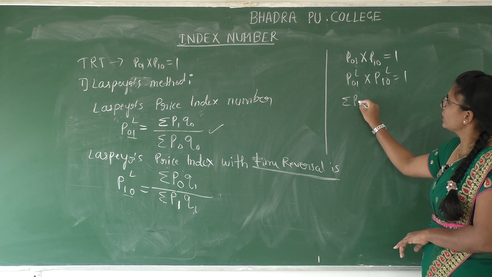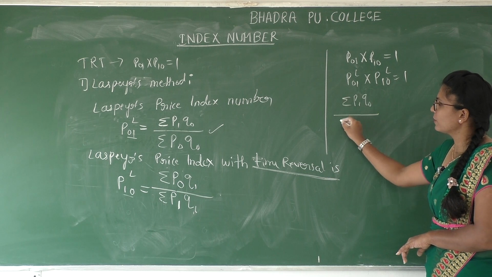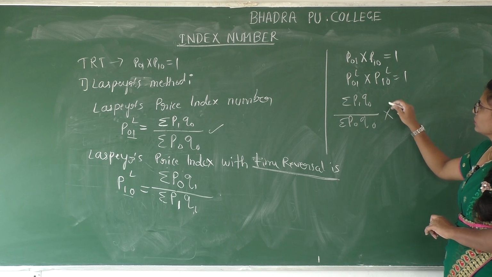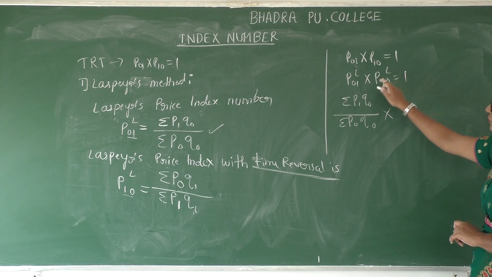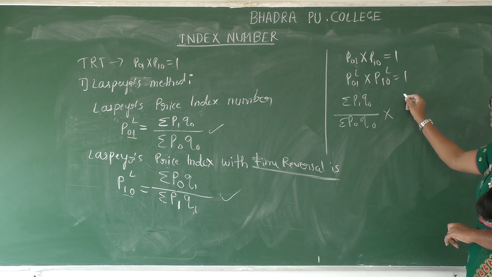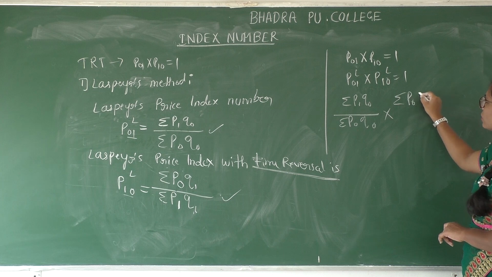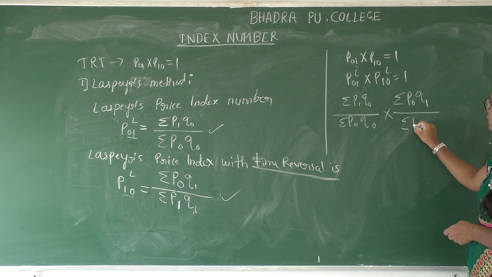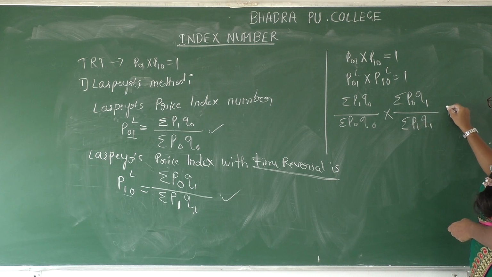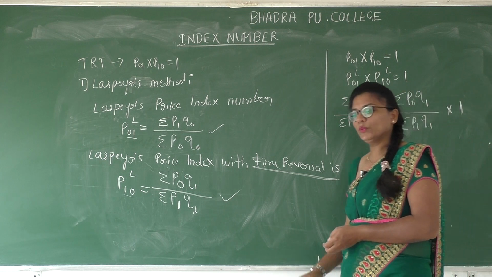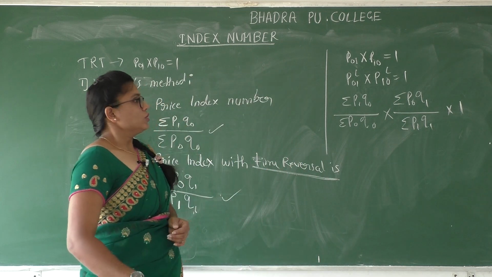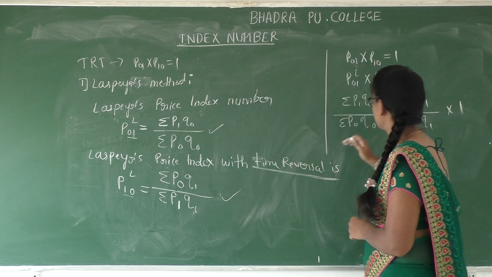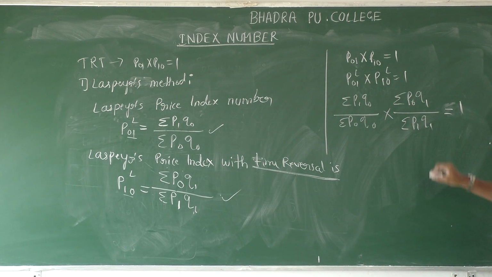Sum of P1 Q naught divided by sum of P naught Q naught, into we have the P10 L formula: sum of P0 Q1 divided by sum of P1 Q1, equal to 1. The right-hand side is equal to 1. It's not a 'into 1', it is equal to 1.